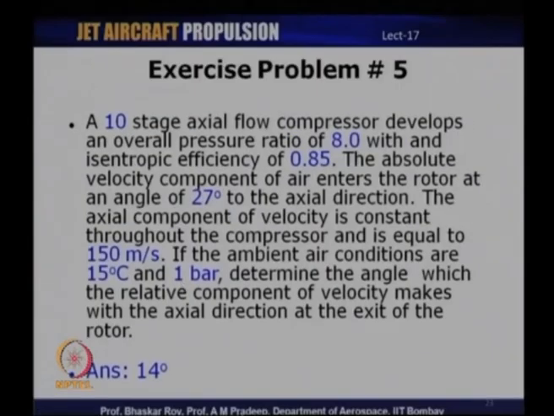And the last problem for you to solve is a 10 stage axial flow compressor that develops an overall pressure ratio of 8 with an isentropic efficiency of 0.85. The absolute velocity component of air enters the rotor at an angle of 27 degrees to the axial direction. The axial component of velocity is constant throughout the compressor and is equal to 150 meters per second. If the ambient air conditions are 15 degrees Celsius and 1 bar, determine the angle which the relative component of velocity makes with the axial direction at the exit of the rotor. In this case the angle, that is beta 2, comes out to be 14 degrees.